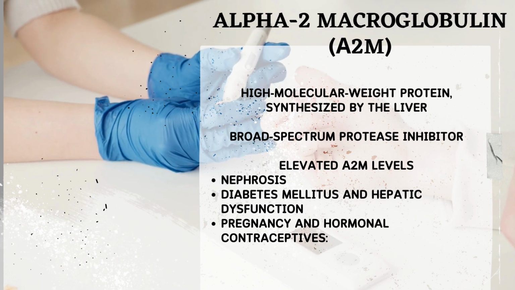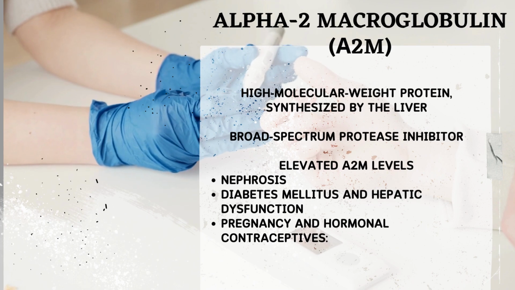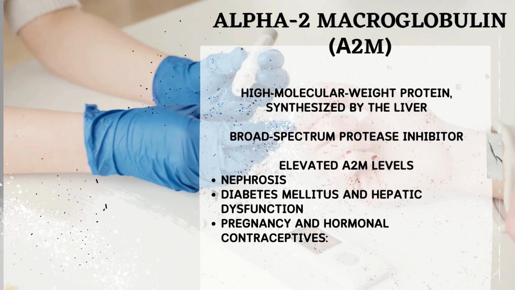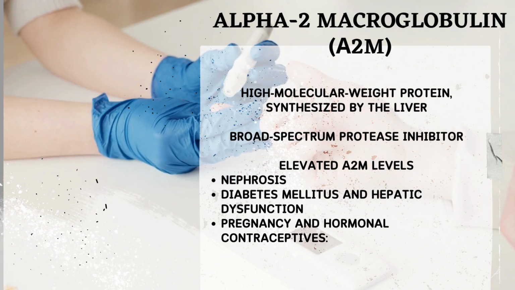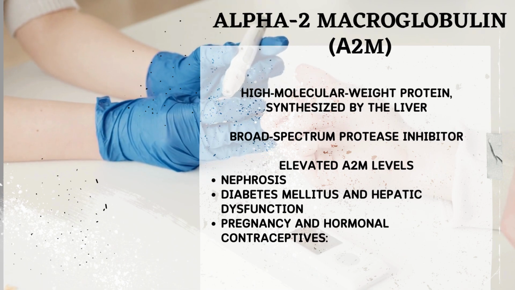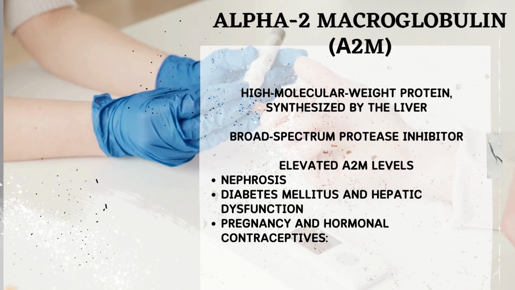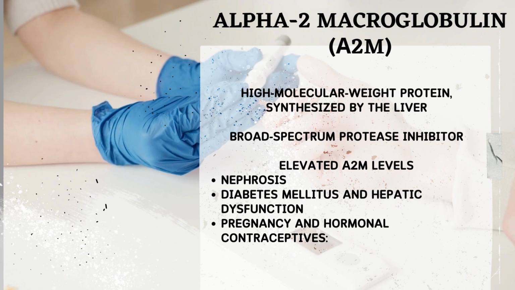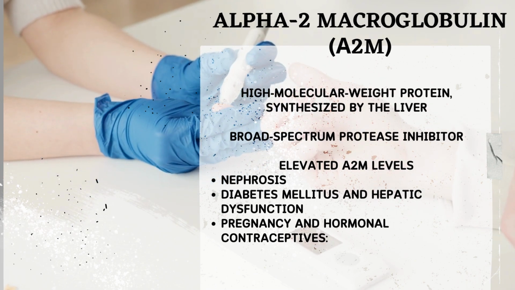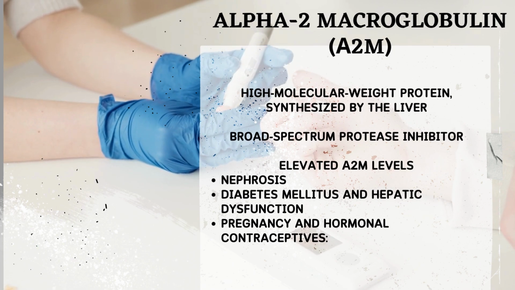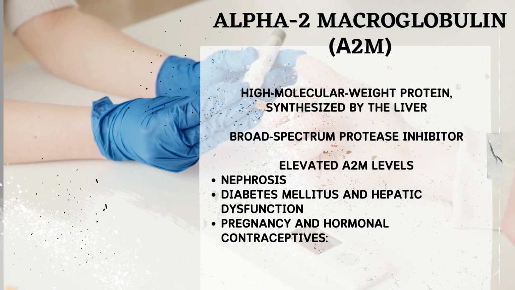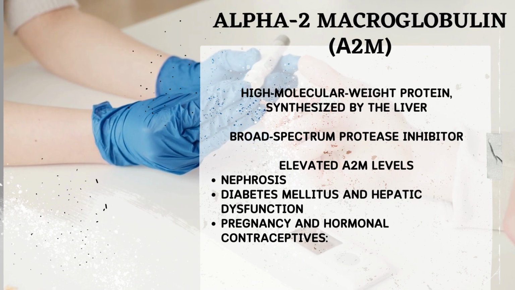Alpha-2 macroglobulin, alpha-2M, is another key member of the alpha-2 globulin family. This high molecular weight protein, synthesized by the liver, is a prominent component of the alpha-2 globulin fraction seen on protein electrophoresis. Protease bodyguard: alpha-2M functions as a broad-spectrum protease inhibitor. Proteases are enzymes that break down proteins, and alpha-2M acts as a bodyguard, safeguarding tissues from excessive proteolytic activity.